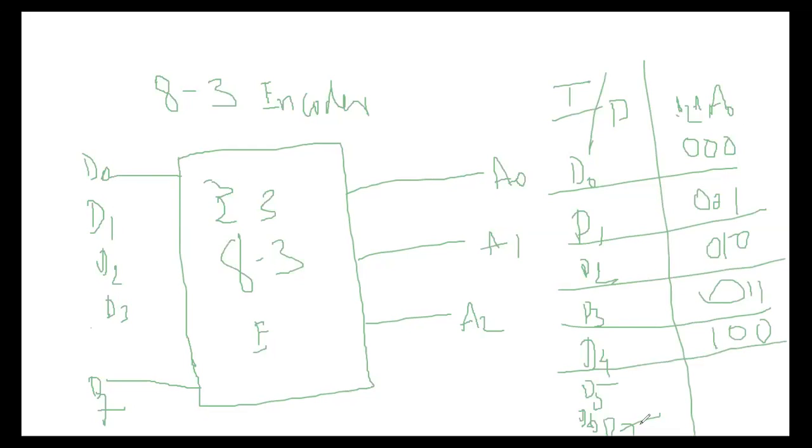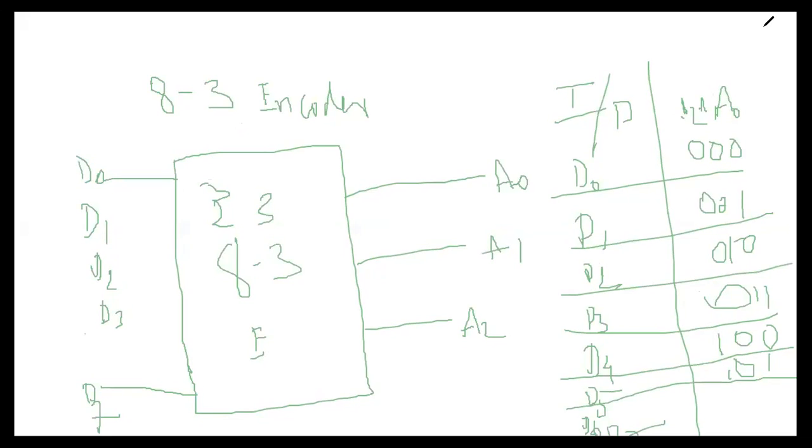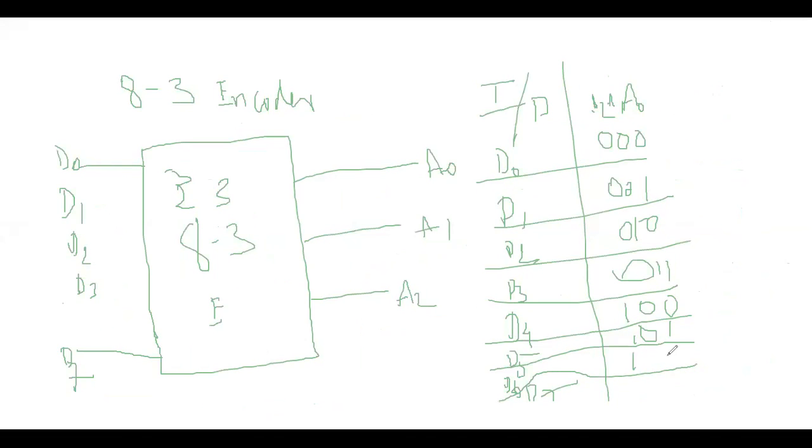Now the equations are like this. And D5 is 1, 0, 1. D6 is 1, 1, 0. And D7 is 1, 1, 1.